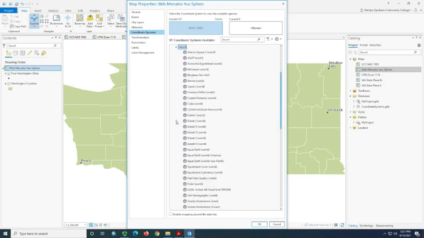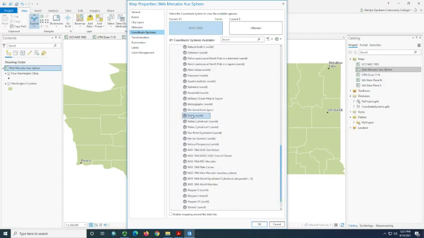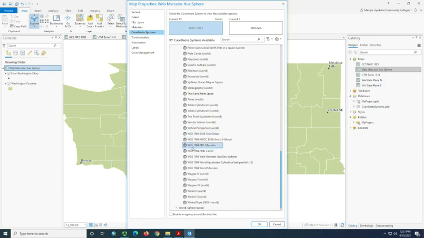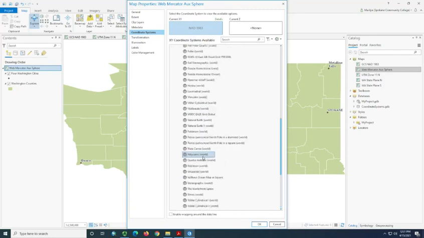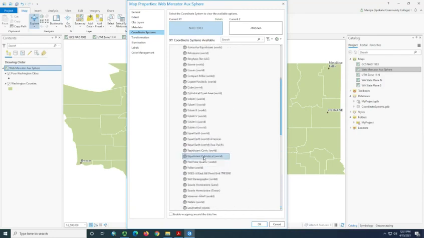That's where Web Mercator is, if I remember right. And then we're going to go to, here we go, WGS 1984 World Mercator Auxiliary Sphere. There it is. So it's under our world projections, which you could see making sense if they're trying to project a base map that you can use all over the world.